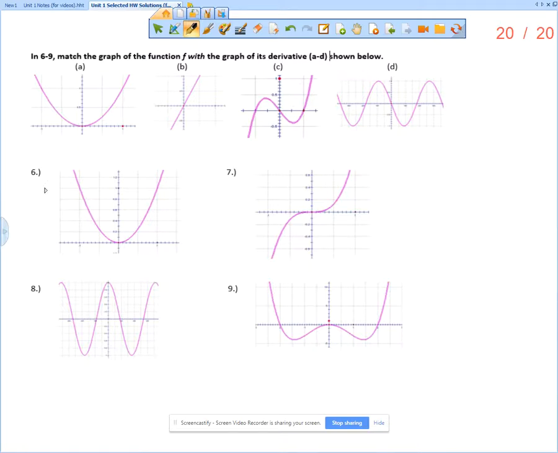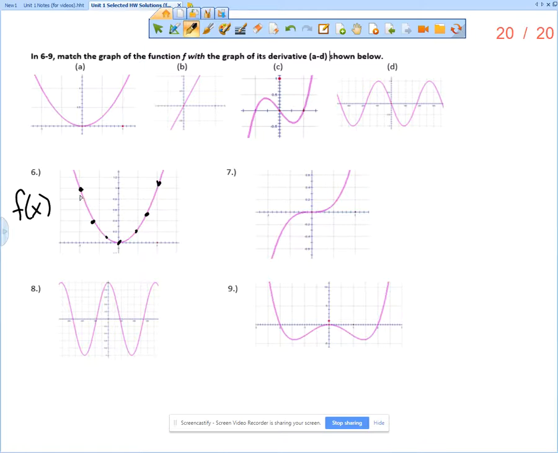That means that 6, 7, 8, and 9 are the f of x graphs, and a through d are the derivative graphs. All right, so remember, what we want to think about here is the fact that when we look at a graph of a function, so let's take a look at number 6, we are looking for the slope of the tangent to find the derivative. So let's take a bunch of different points here and think about the slopes of the tangents.